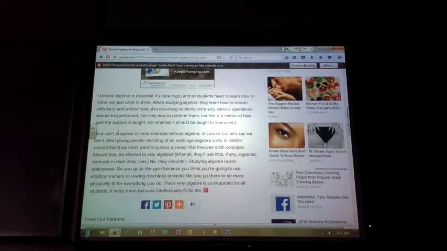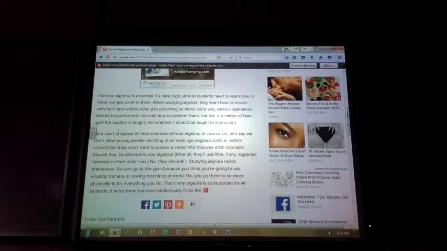One can't progress in most sciences without algebra, of course, but let's say we don't mind young people deciding at an early age, algebra starts in middle school, that they don't want to pursue a career that involves math concepts. Should they be allowed to skip algebra? After all, they'll use little, if any, algebraic formulas in their daily lives. No, they shouldn't. Studying algebra builds brain power.